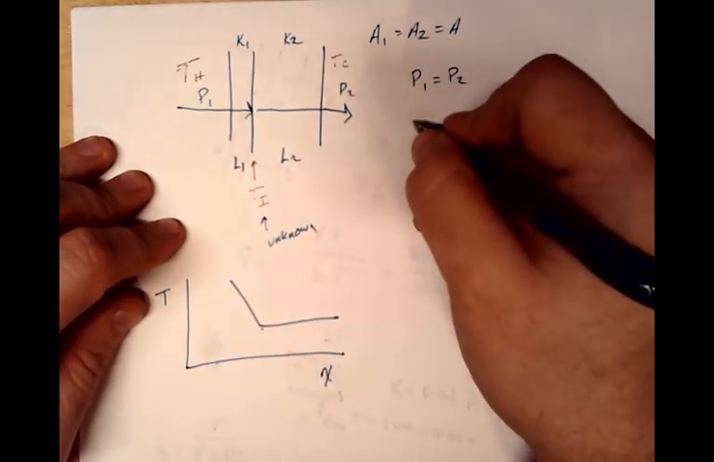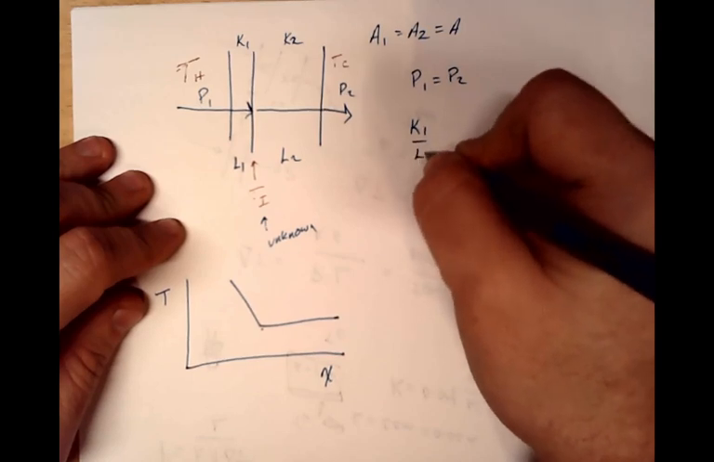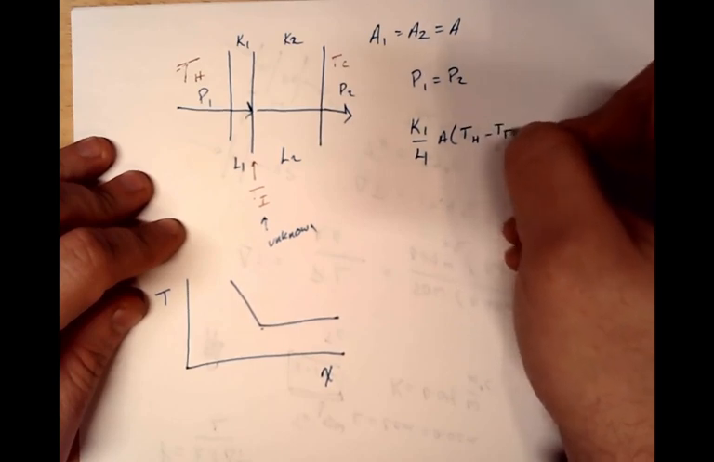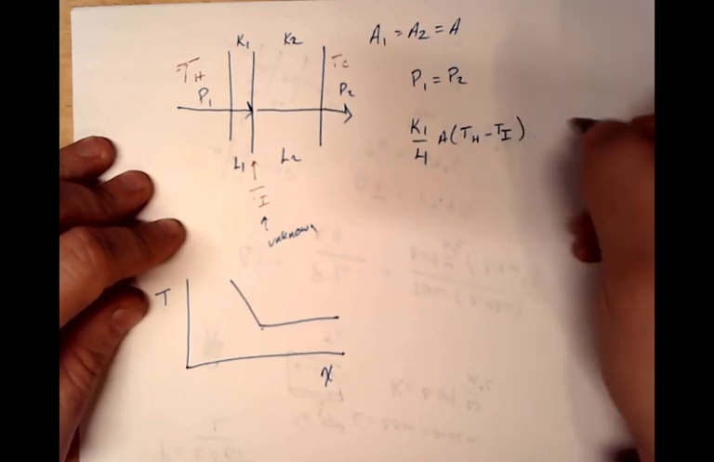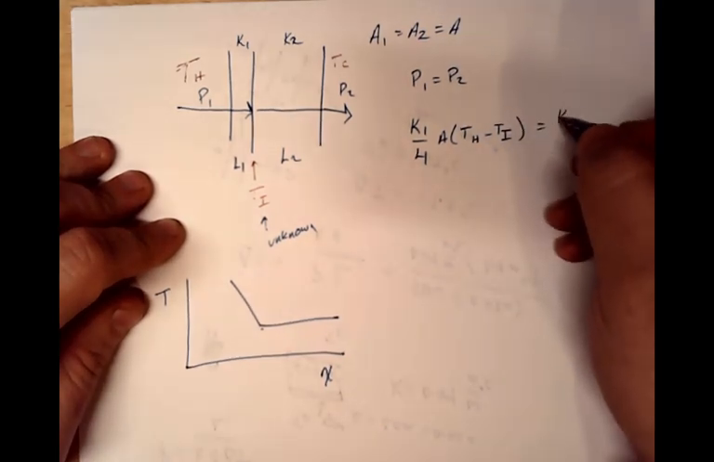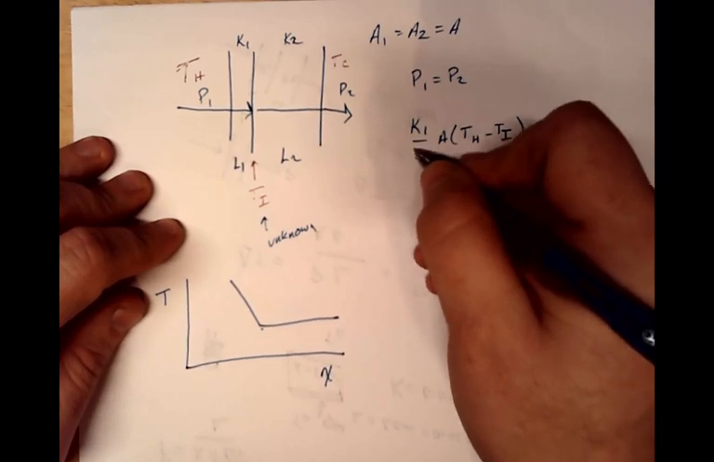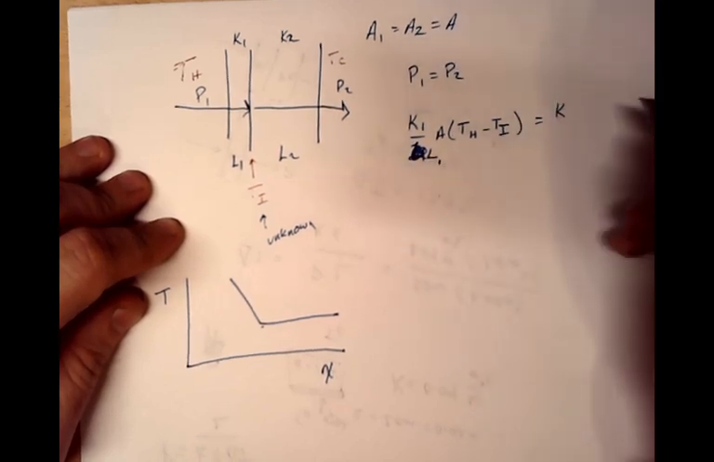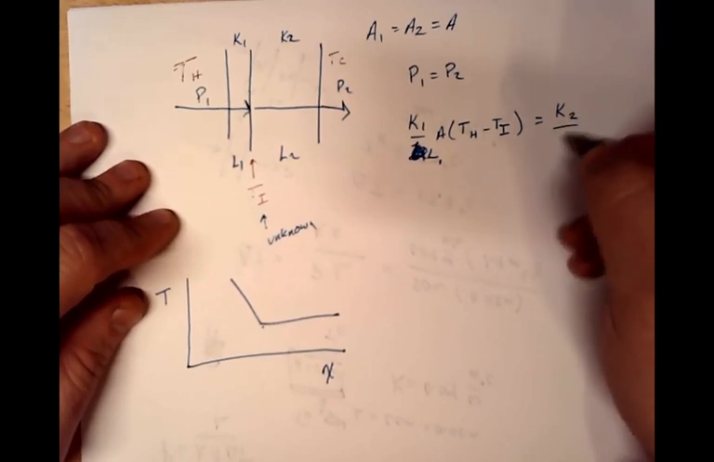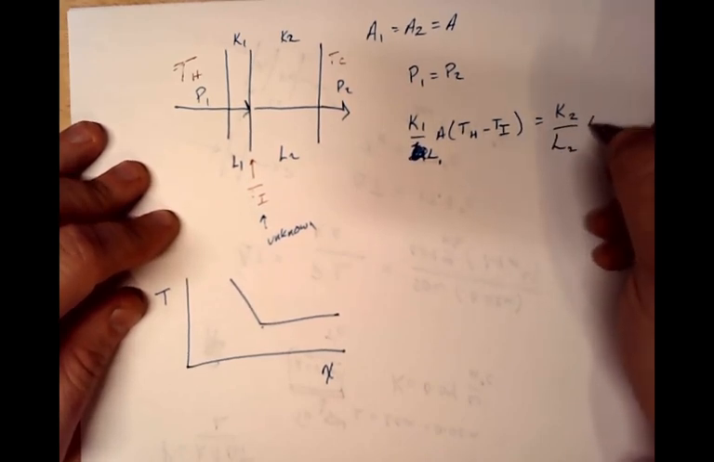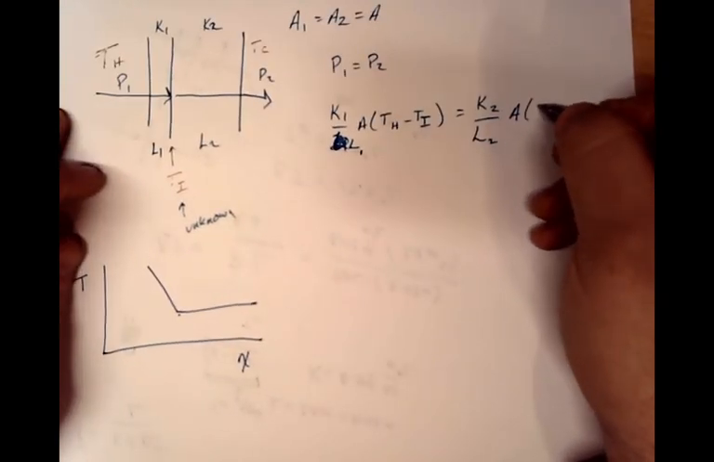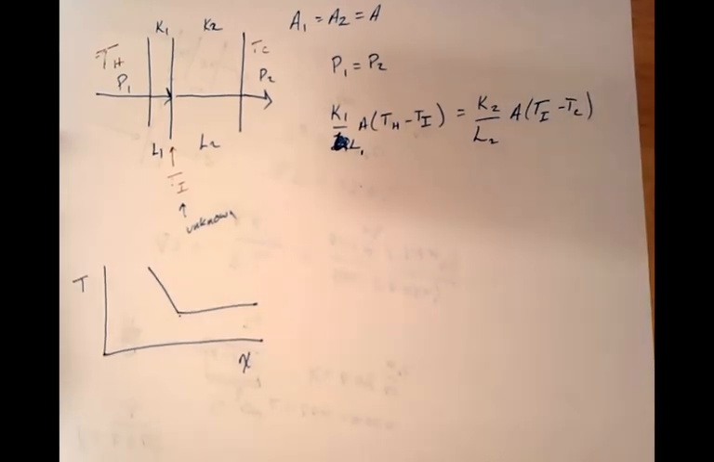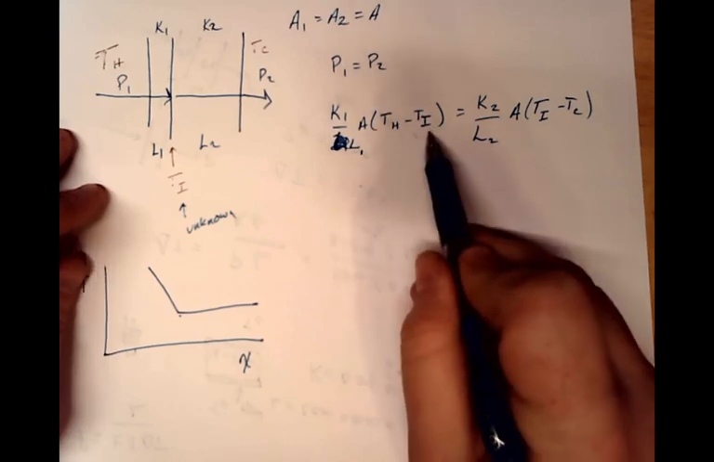All right, so we'll do K1 over L1 A times T hot minus T interface, and on the other side, be careful here, this is L1, not the number 4, L1, K2 over L2 A times T interface minus T cold. All right. The heat's flowing from the high temperature to the low temperature in both cases.